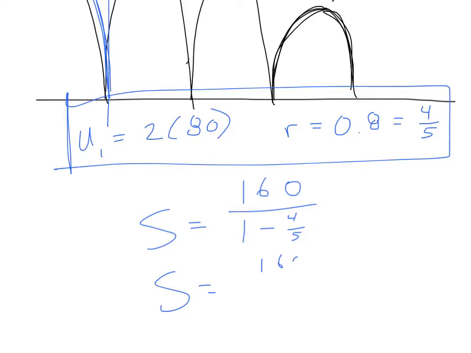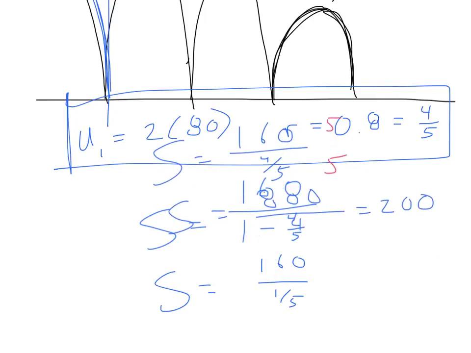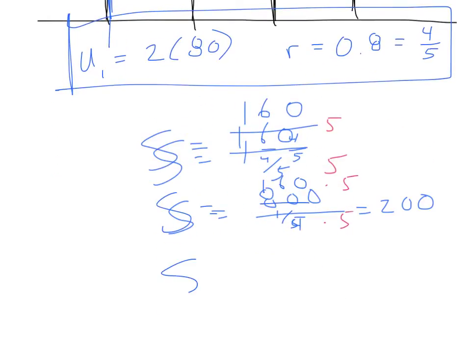So S is going to be 160 over 1/5. I can just multiply the numerator and the denominator both by 5 to get rid of that 1/5 in the denominator. And I'll find that the total distance traveled in the geometric bouncing part of the problem is 800 meters, right?